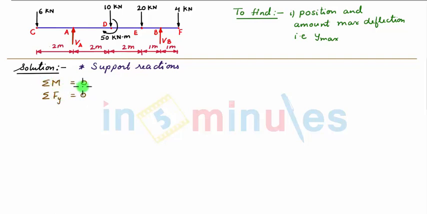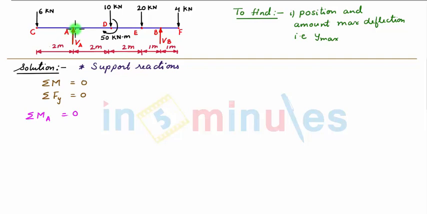So let's make use of the first static equilibrium equation. Let us apply this equation at point A. Summation of all moments about point A is equal to 0. Now writing the moment equation about point A of all the forces and couple, our sign convention is clockwise moment is positive and anti-clockwise moment is negative.